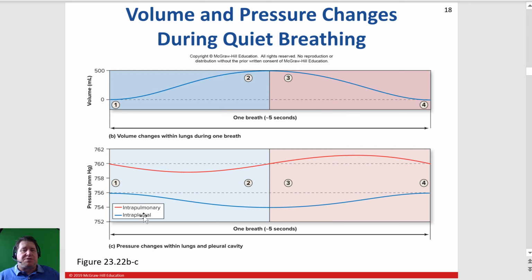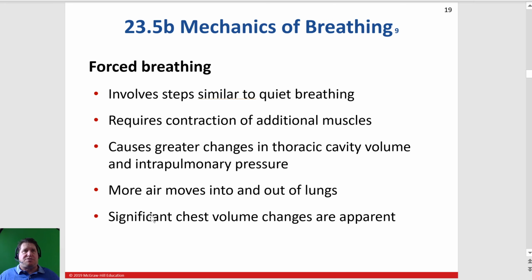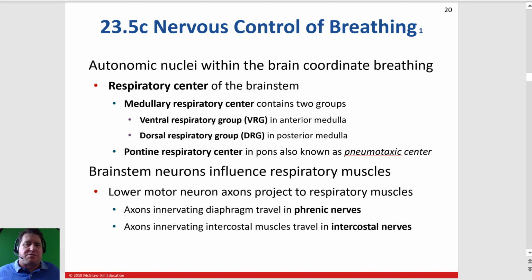Now you can see here we're talking about intrapulmonary versus intrapleural. So we're talking about inside the lungs versus outside the lungs. Intrapleural is outside the lungs. It's inside the pleura. The pleura is the cavity that contains the lungs, and intrapulmonary is inside. You can see how it lags behind the pressure, so the pressure has to change around it first before the lung responds. So forced breathing, again, significant changes in the volume of the chest occur.